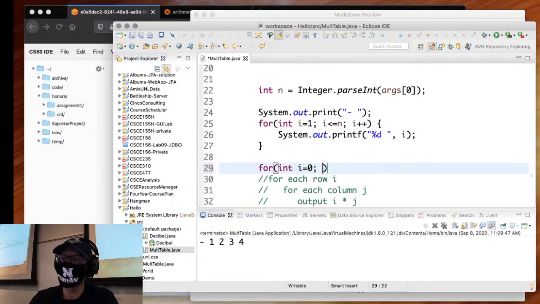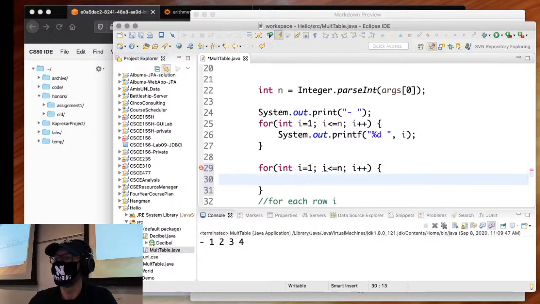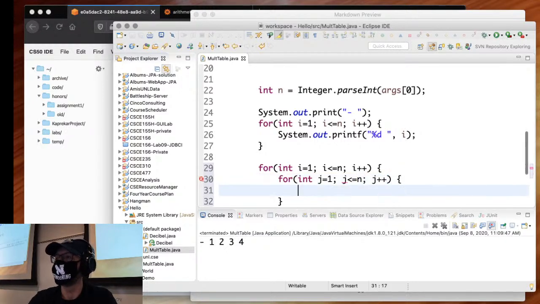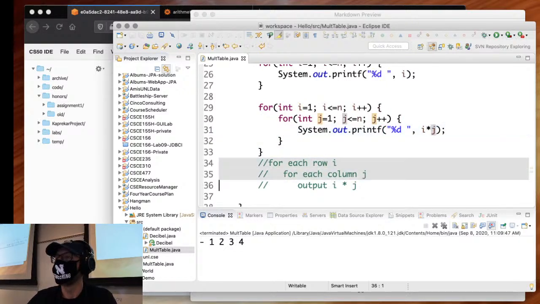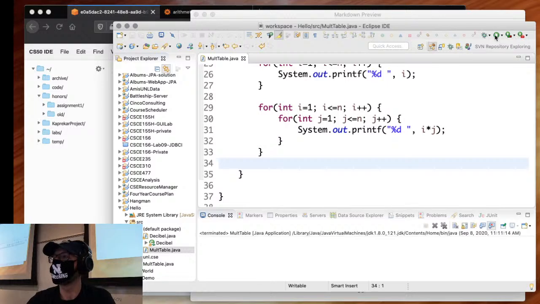For int i equals 0. Oops, so I started at 0? I don't know. i is less than or equal to n, i plus plus. For int j equals 1, j is less than or equal to n, j plus plus. And then transcribing this, output i plus j, I'll go ahead and copy this up here. Not i plus j, but i times j. Okay? All right, let's see what this looks like.